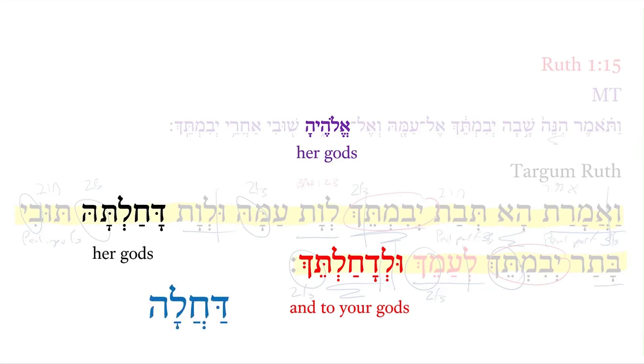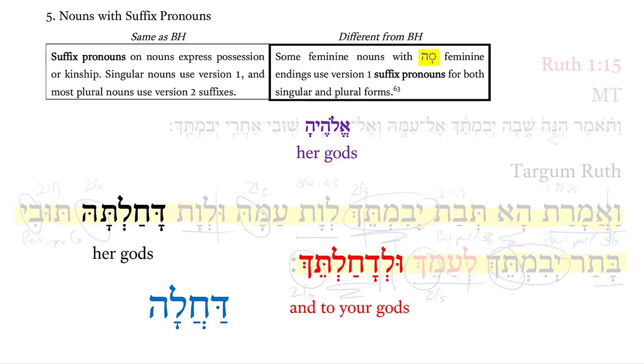Well, the base word here is dachala. And actually, we don't have the benefit of a yod between that word and its suffix to know that it's gods versus God. Why is that? Well, in Biblical Aramaic for Biblical Interpreters, page 67, we have a clue.